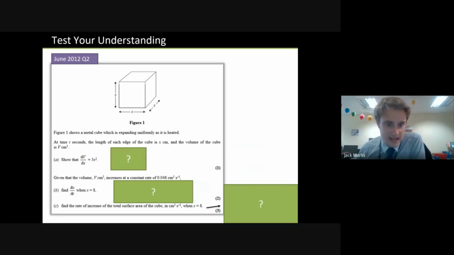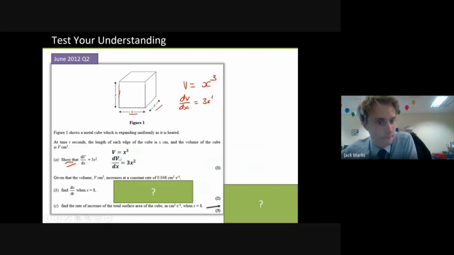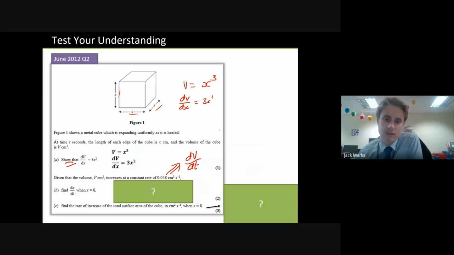So dV/dx, for this one, for just 1 mark, we could make an equation linking V and x, because look, x times x times x, x cubed, gives the volume of a cube. Okay, dV/dx equals 3x squared. It did say show that, so they probably want to see the original equation. Given that the volume is increasing at a rate, that one there is dV/dt. We've also just worked this one out, so maybe we have to do something with these together. Who knows? Find dx/dt.